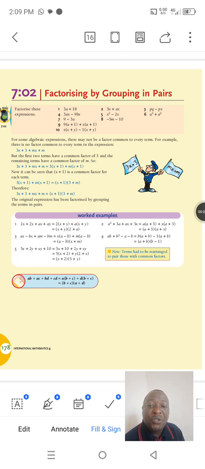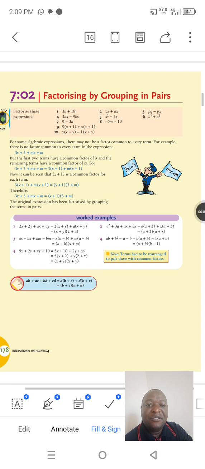For question 2, factorize 5x plus ax. The common factor between the two terms is x. So factorize x into 5 plus a. So the final factorized format is x into 5 plus a.